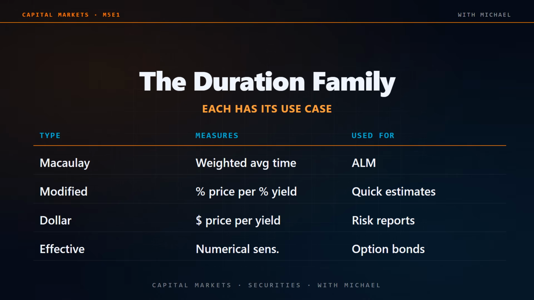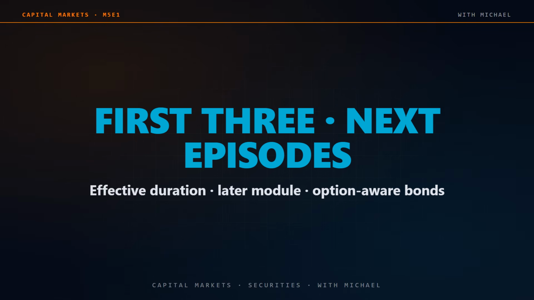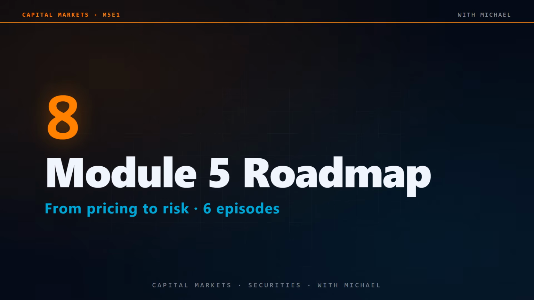Each of these is appropriate for a different purpose. Macaulay duration is intuitive for asset-liability matching. Modified duration is useful for percentage price change estimates. Dollar duration is useful for real-time risk reports. Effective duration is useful for callable or putable bonds. We will cover the first three rigorously in this module. Effective duration is a more advanced topic that comes up in option-related modules.